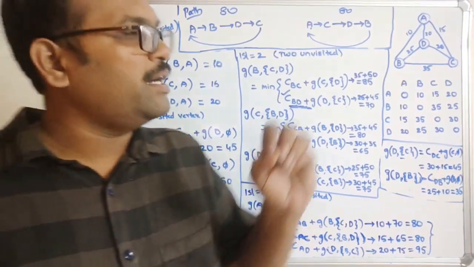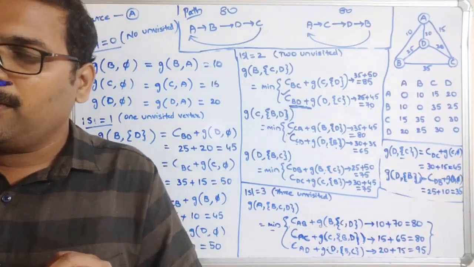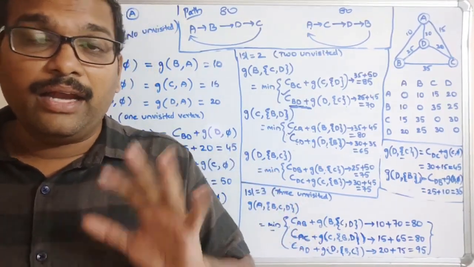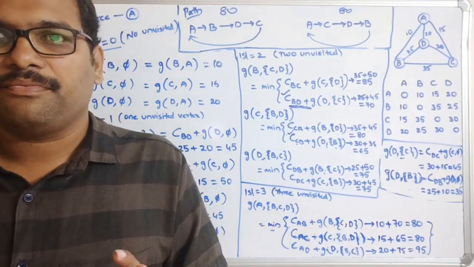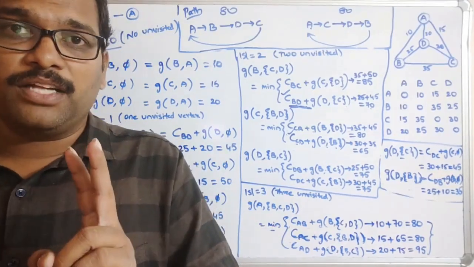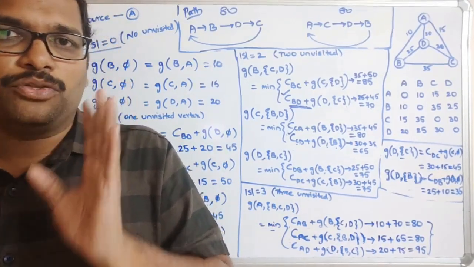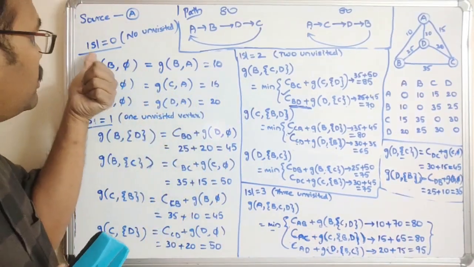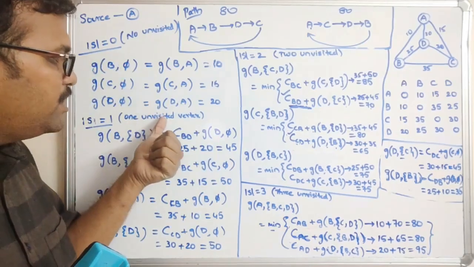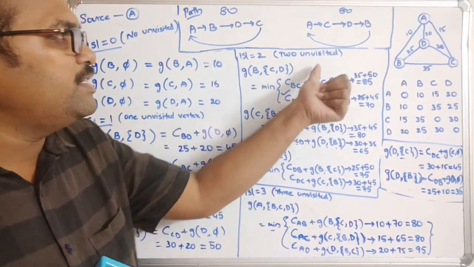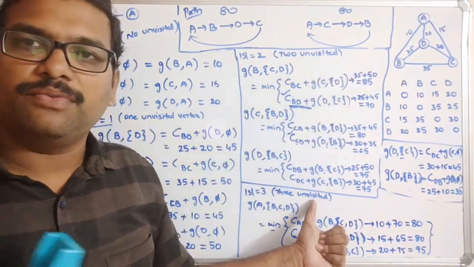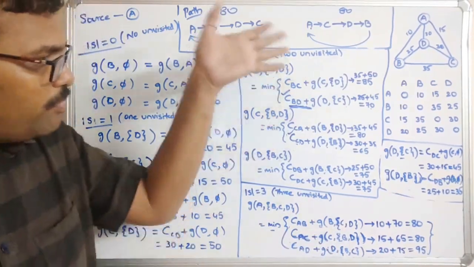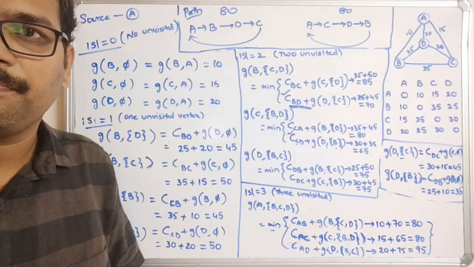One constraint: we have to consider a weighted graph, and we can consider either directed or undirected, and that should be a complete graph. Only two formulas we need to remember, and based upon those two formulas we can solve. Starting from 0 unvisited vertices, 1 unvisited vertex, 2 unvisited vertices, and 3 unvisited vertices, until n-1 unvisited vertices, we have to calculate this procedure.